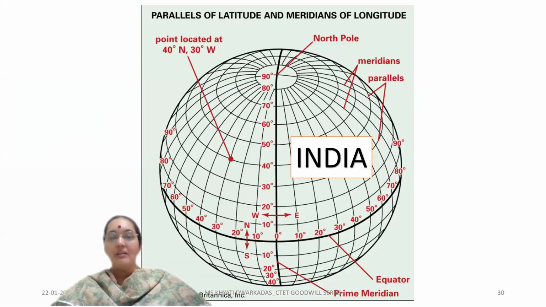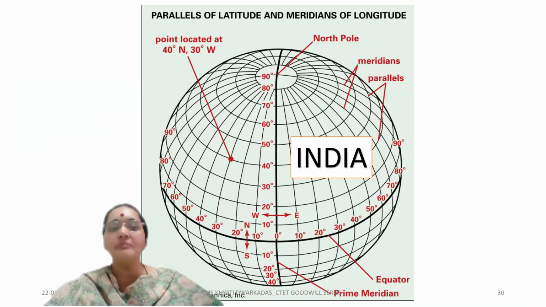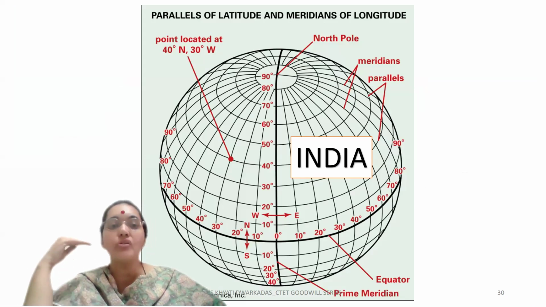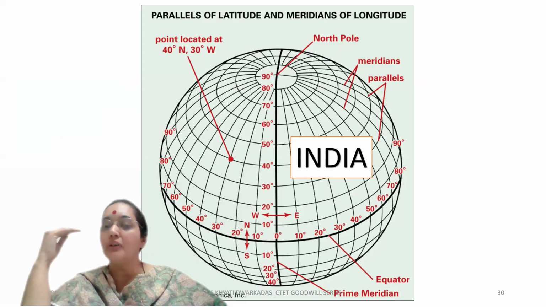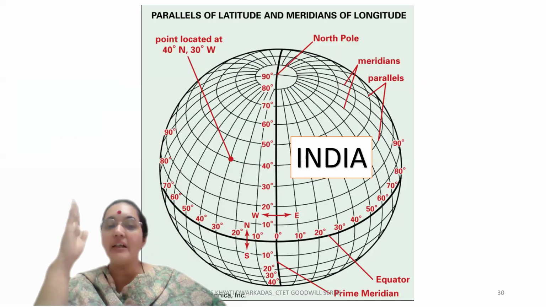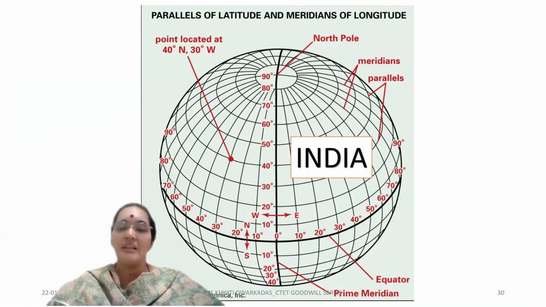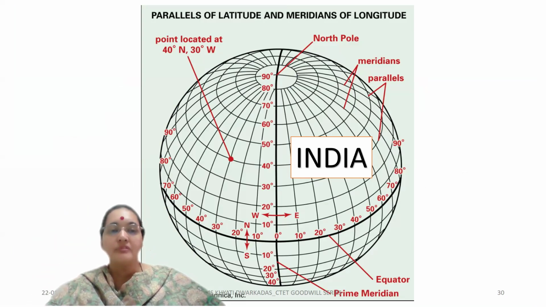Then you have India's position on the globe. So you can see when you take the hemispheres, India is to the north of the equator. So we are in the northern hemisphere and we are east of the prime meridian. Hence, we are in the northeastern hemisphere. Correct?